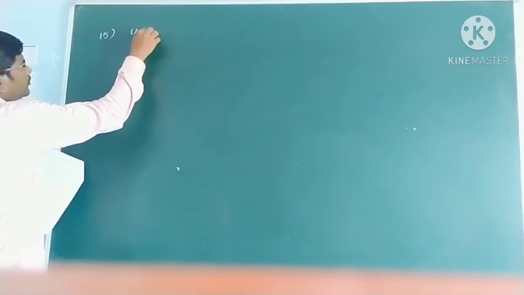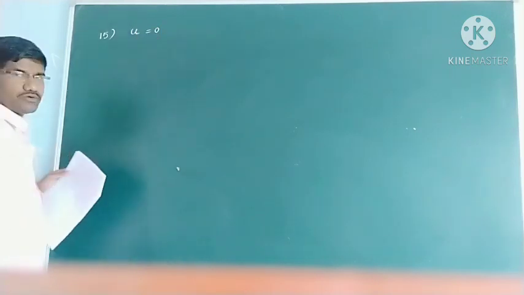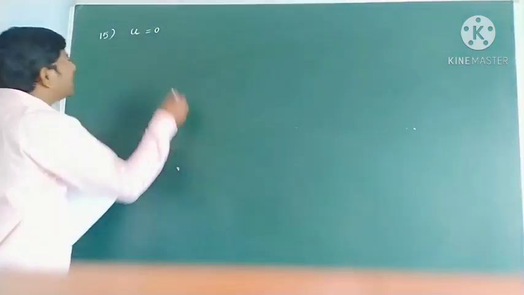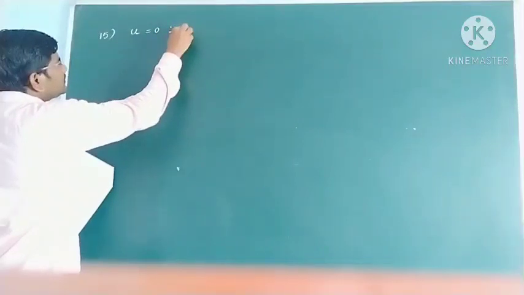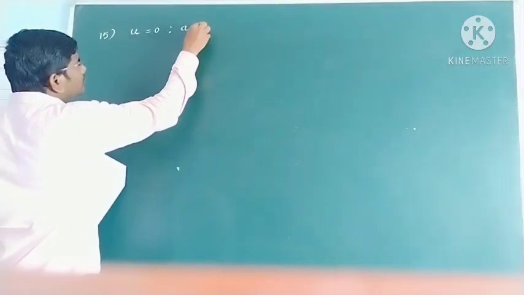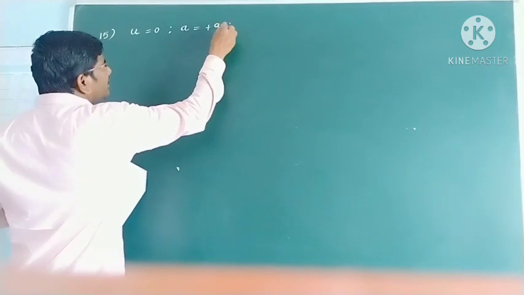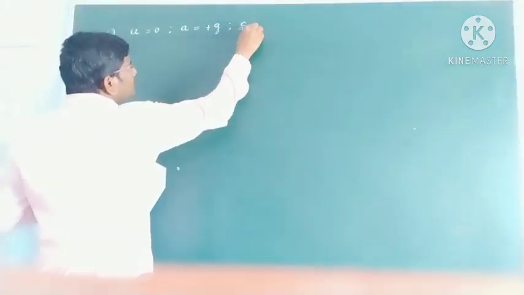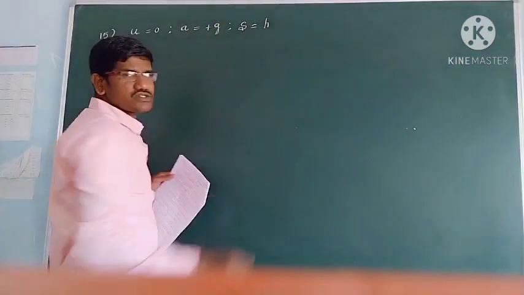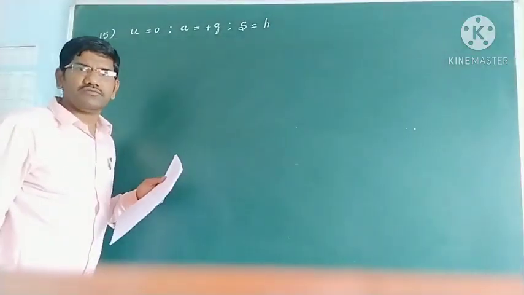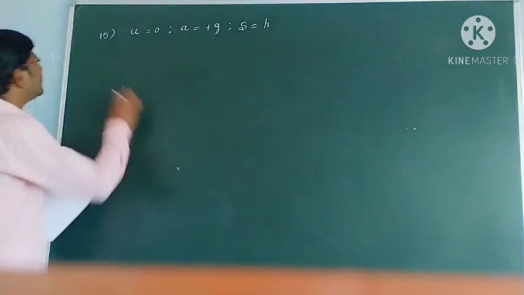So we know u value is equal to 0, and a is equal to plus g, and displacement is equal to h. These conditions we should remember throughout the free fall equations. Okay, students.